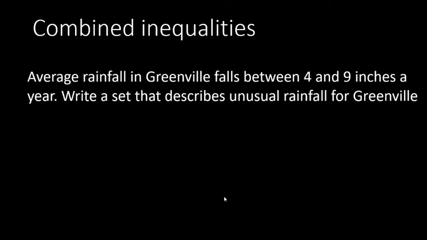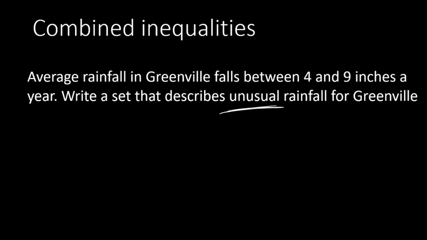Let's keep going. So this is another type of problem you might encounter. There are tons of variations on different sorts of inequality, combining inequality, set problems, all that stuff. To do an exhaustive amount of examples on them would take us all day. But I just want to give you a taste of a few different types of things that you might see. So here's something else. Average rainfall in a city called Greenville falls between 4 and 9 inches a year. Write a set that describes unusual rainfall for Greenville.